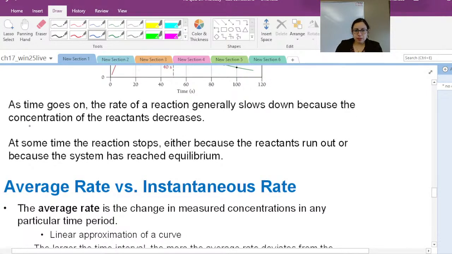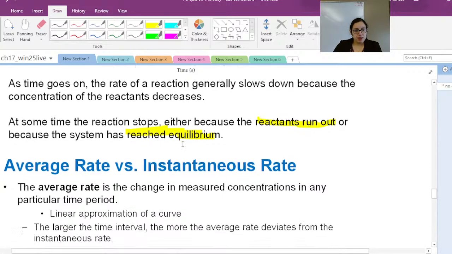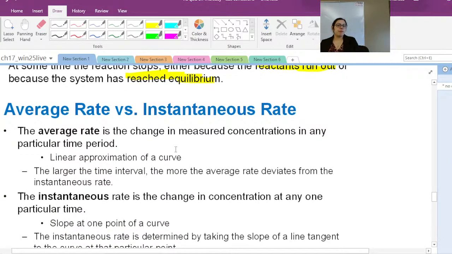As time goes on, the rate generally slows down since our concentration of reactants decreases. Again, we can quantify that. And then at some time, the reaction stops, either because our reactants run out or because we have reached equilibrium, which we'll get to. All right, so everybody still with me so far?